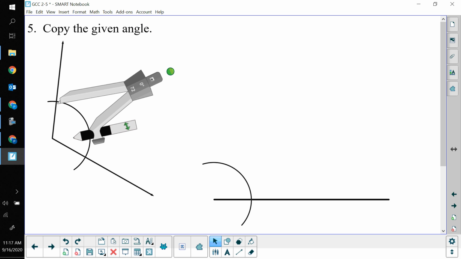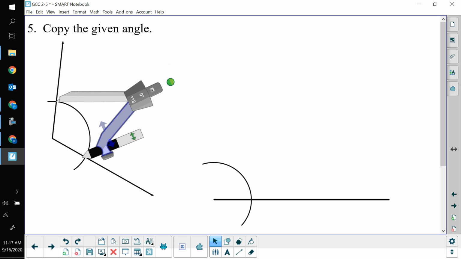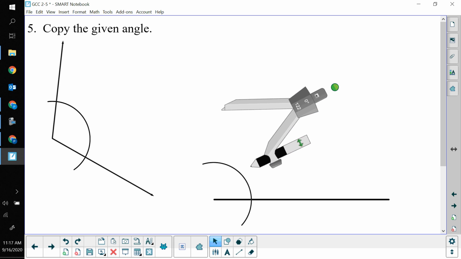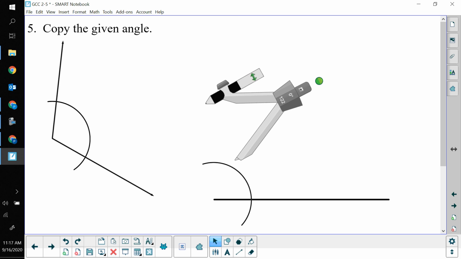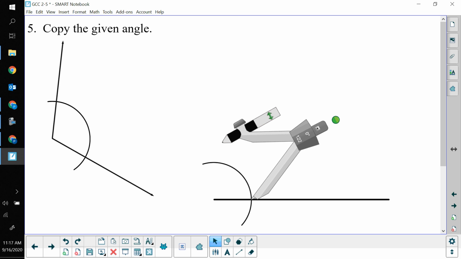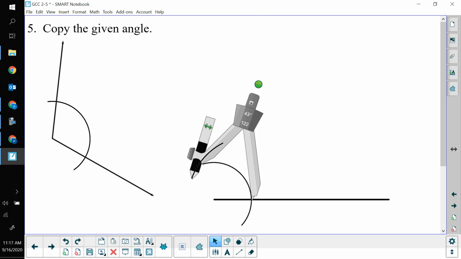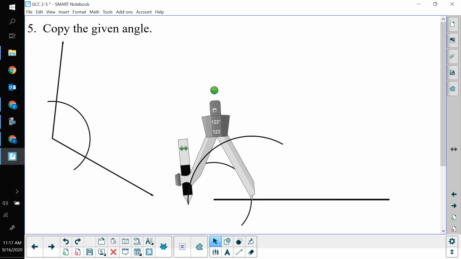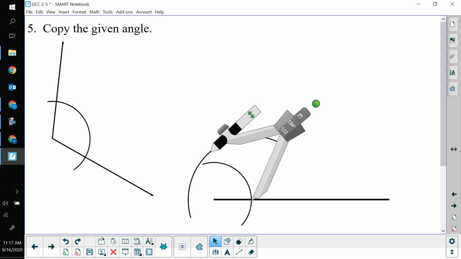Then set your compass so that it's open as wide as the two intersections are, and make sure it's right on them. Then bring it over and put your point on the intersection we created. Swoop through, and notice I didn't get an intersection. So that means I didn't make my other arc big enough.